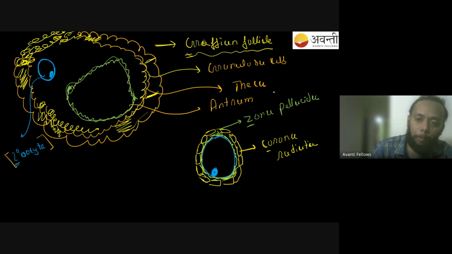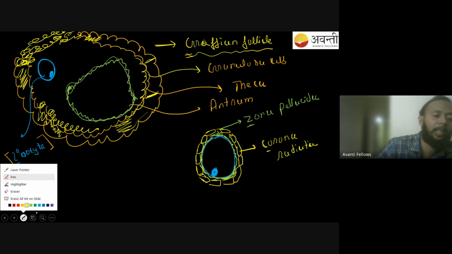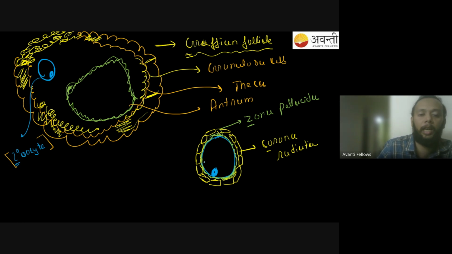So now you have a zona pellucida and a corona radiata, the two coverings surrounding the secondary oocyte. Please remember this: surrounding your secondary oocyte, you can see these two coverings. The first covering is my zona pellucida and the second covering is my corona radiata. Will you be able to remember this?